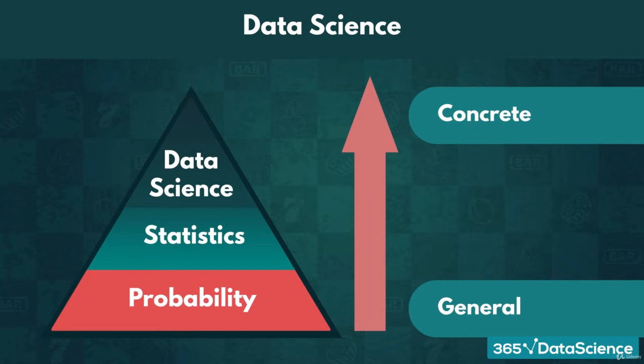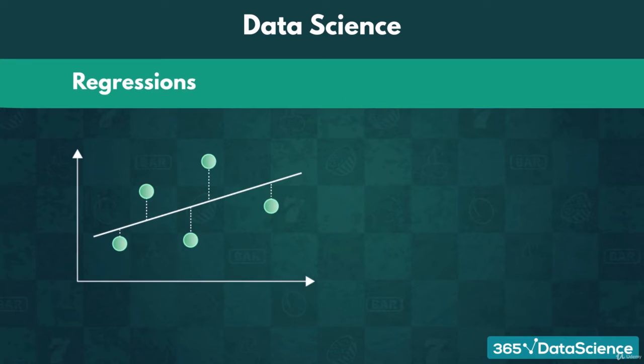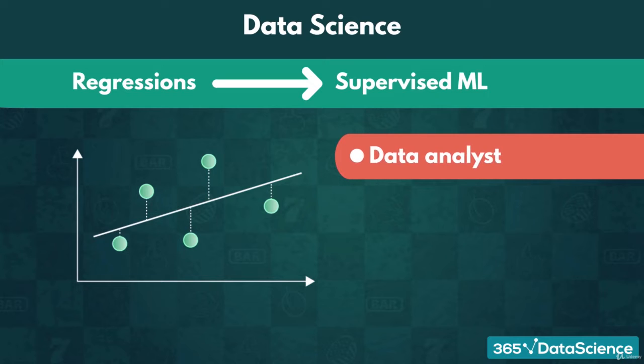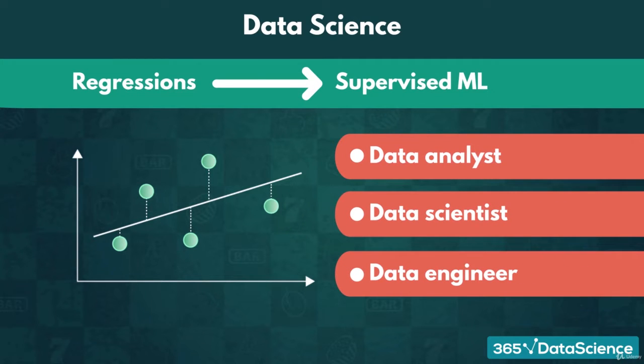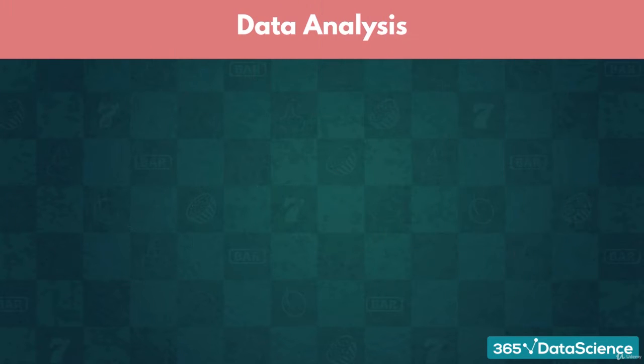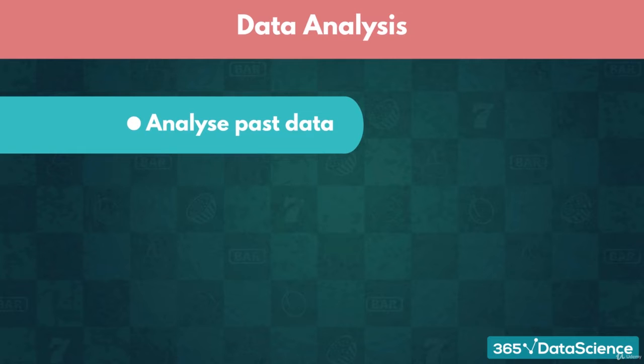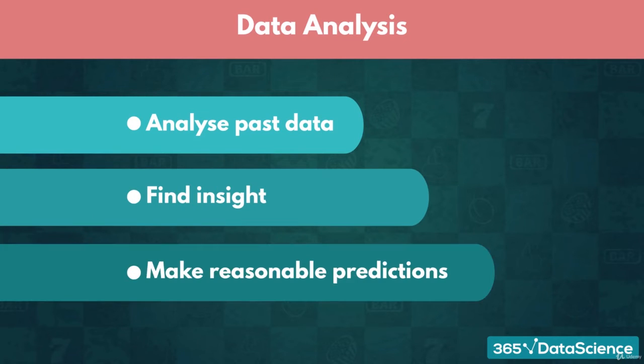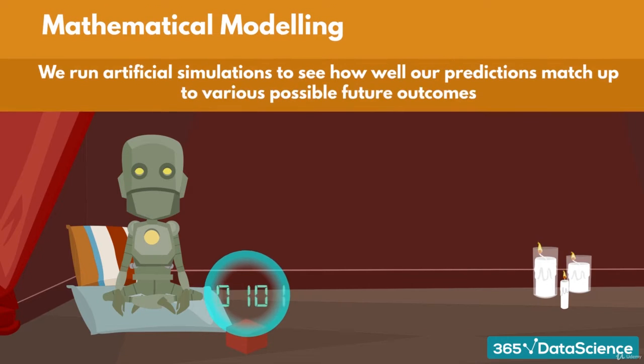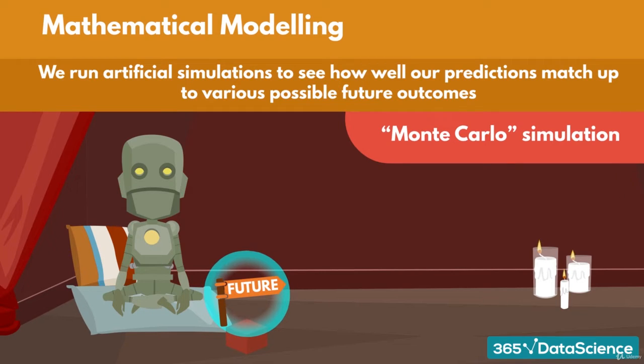All right. As we mentioned toward the end of the last lecture, regressions are essentially supervised machine learning. Therefore, any successful data analyst, data scientist, or data engineer needs to have a very good understanding of statistics and, of course, probability. In data analysis, we usually try to analyze past data and use some insight we find to make reasonable predictions about the future. Furthermore, in mathematical modeling, we often tend to run artificial simulations to see how well our predictions match up to various possible future outcomes. One such approach is called a Monte Carlo simulation.